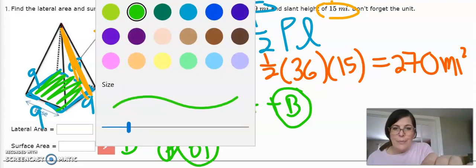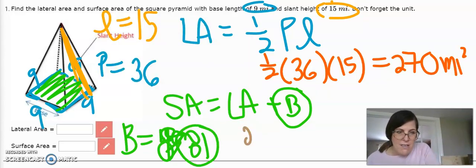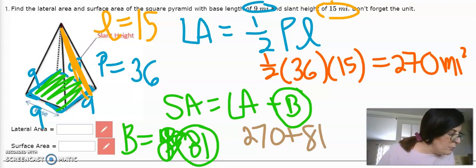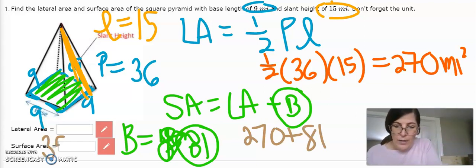I'm going to put this all together right now: 270 plus 81. I'm going to use my calculator, and that's going to give me 351, whatever my units are, squared.